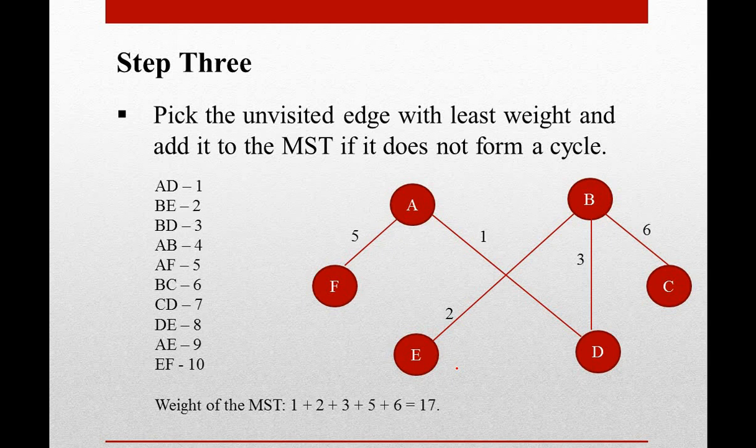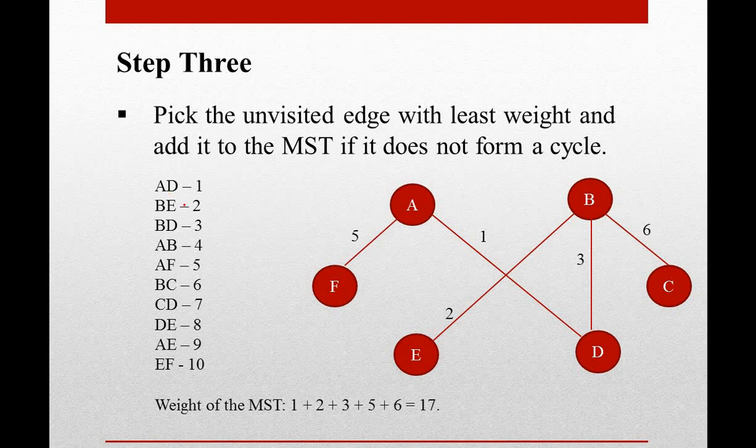The third step, the most important step. We need to pick an unvisited edge because we are generating the MST. So there is no MST now. A minimum spanning tree is not yet generated. It is null. So we need to generate it. So how do you generate it? You need to keep adding the edges. So we need to pick an unvisited edge and add it and ensure that it does not form a cycle. That is the most important thing. So how do you do it?